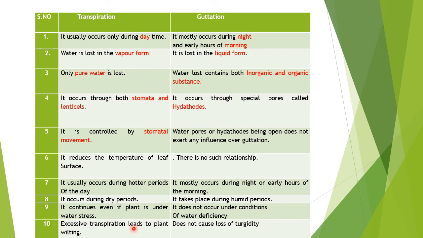Excessive transpiration leads to plant wilting. We have seen that though there is a mechanism for closure also, it does not cause loss of turgidity in guttation, because there is a surplus of water that remains there. We have seen the major differences between transpiration and guttation, and with this we have concluded guttation.